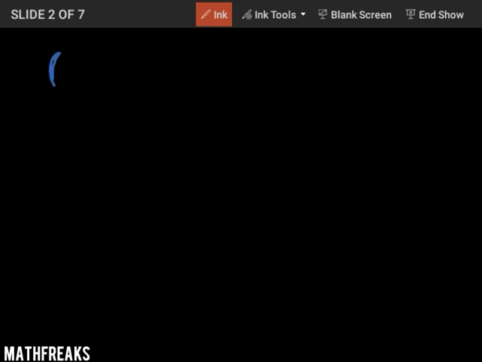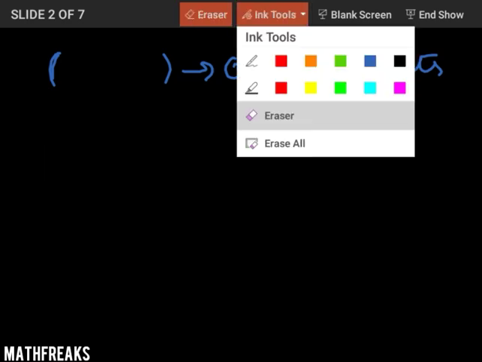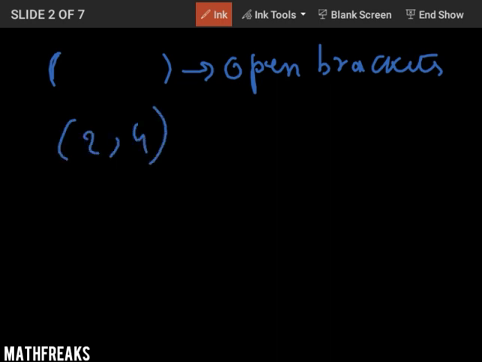Let's start with this notation that we just saw. This is known as open bracket. You can call it open brackets, right? Now why do we use these open brackets? Let's say in the previous example, it was from minus infinity comma 2, open bracket. Now why open bracket? Let's make it easier for you. Let's say we have taken an example of 2 comma 4 open bracket.